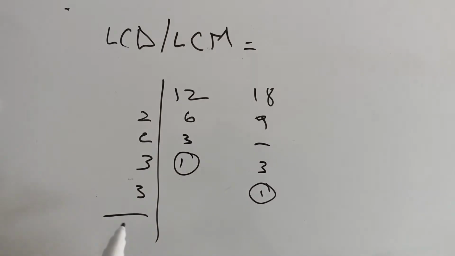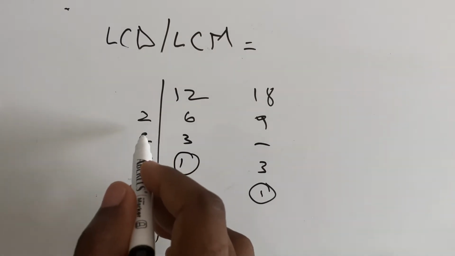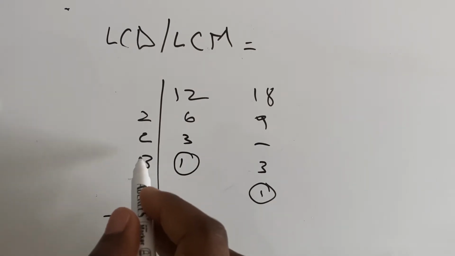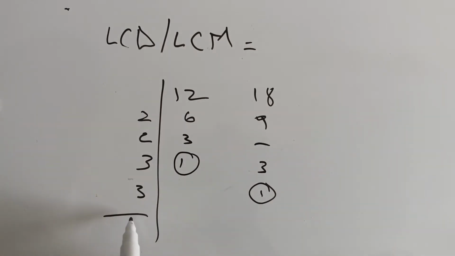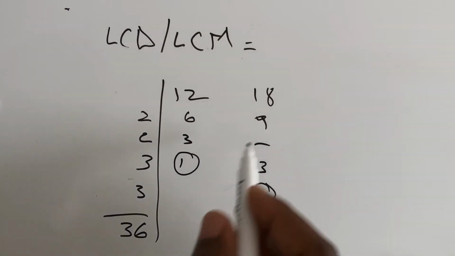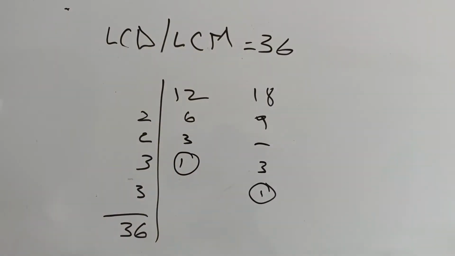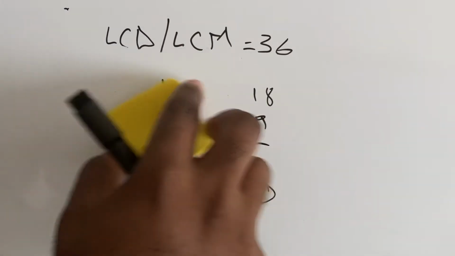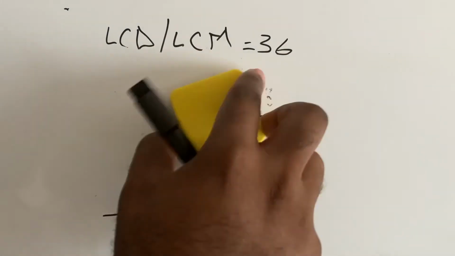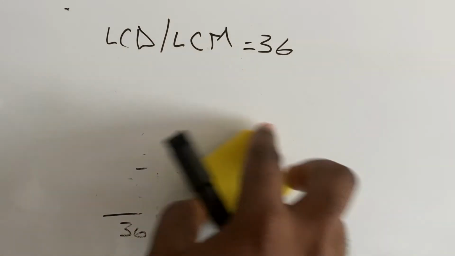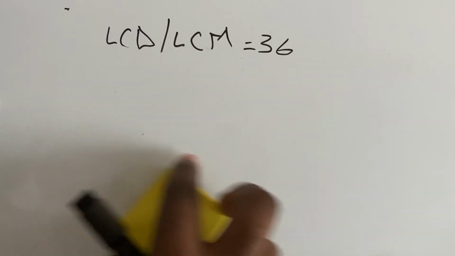So now you just multiply and get the LCD or LCM. 2 times 2, 4. 4 times 3, 12. 12 times 3, 36. And that's it. 36 is the LCD or LCM. So this is how you get it. Now, this is for me to show you how to get the LCD, okay? Because in my next video, I'm going to show you how to add and subtract fractions, okay?